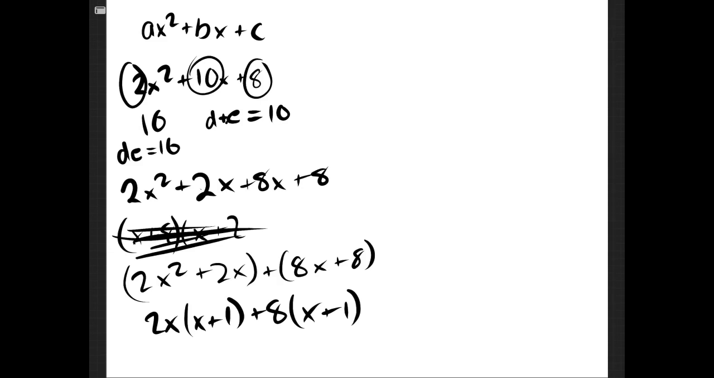So we have these two, and like we did in 8.5, these are like terms, so we can combine them to get 2x plus 8 times x plus 1. And that's it for this example. So now let's move on to some more examples of how to do this.